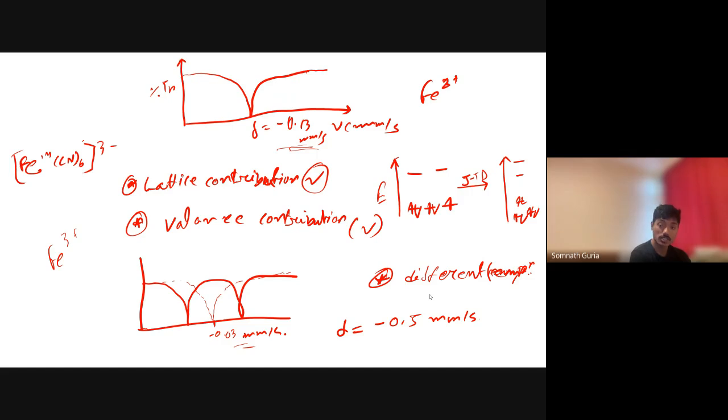For iron 3 hexacyanoferric, we have a lattice contribution because of the Jahn-Teller distortion, and a valence contribution because of the t2g5 system. With the t2g5 system there is a heterogeneous electron distribution, so there will be a non-zero EFG value, and the spectrum splits into two lines, with a delta EQ value around 0.5 millimeter per second.